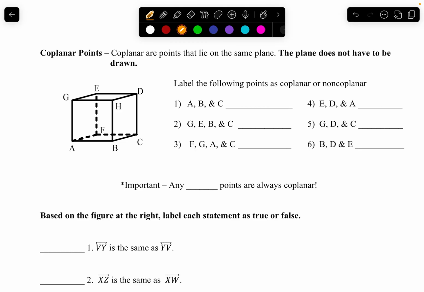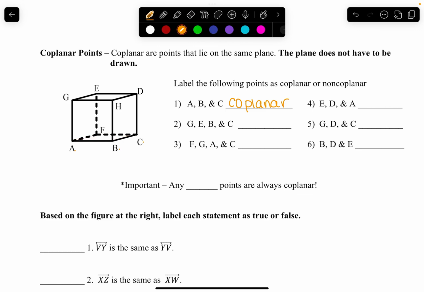Here it says label the following points as coplanar or non-coplanar. So I'm looking at points A, B, and C. Here's point A, B, and C. If you look at points A, B, and C, they all lie on the same plane, and the plane that they lie on is at the bottom of this cube shape. I do not have to include point F in determining if this is a plane. You only need 3. So we would say that these 3 points are coplanar. We can draw a plane with those 3 points there.